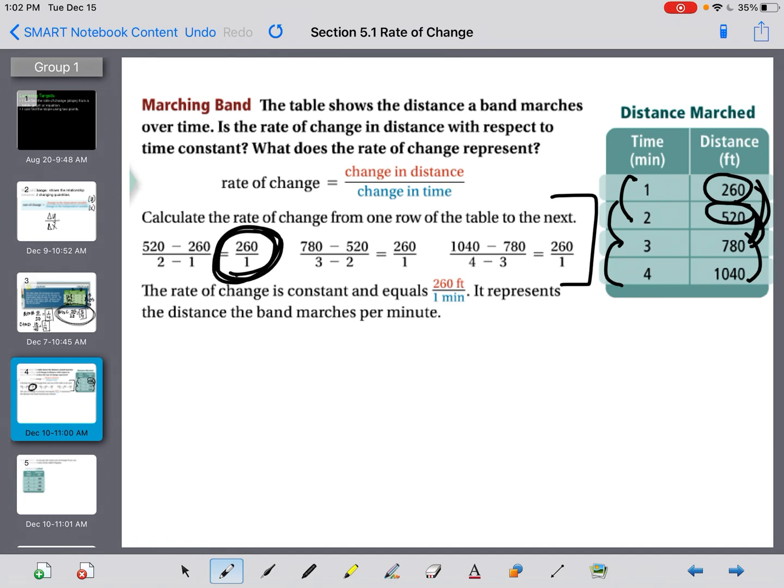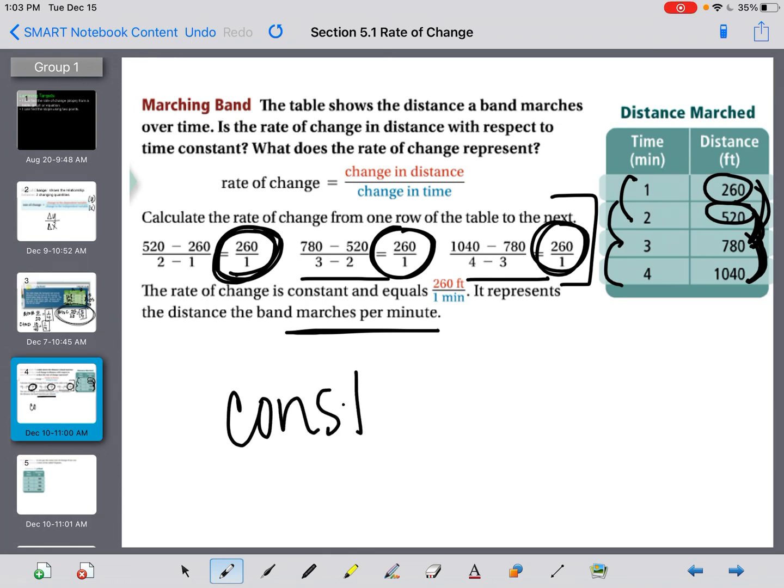Okay, then they went from 2 seconds to 3 seconds and 3 seconds to 4 seconds and did the same thing, and they found out every time they were moving at 260 feet per 1 second. That is, per 1 minute, I'm sorry. That tells us that the band is marching at a constant speed of 260 feet per 1 minute. That is a constant rate of change.